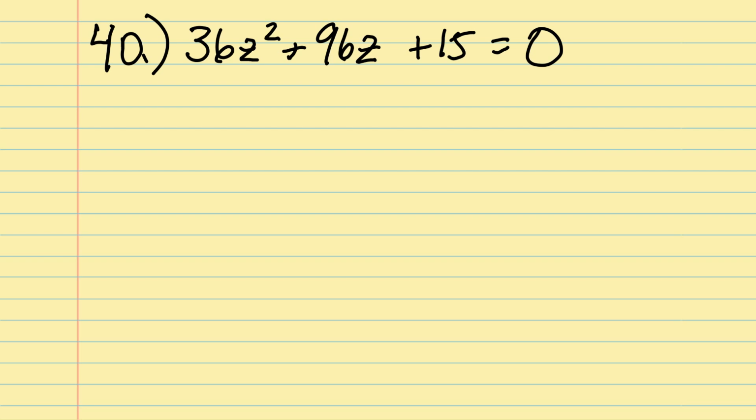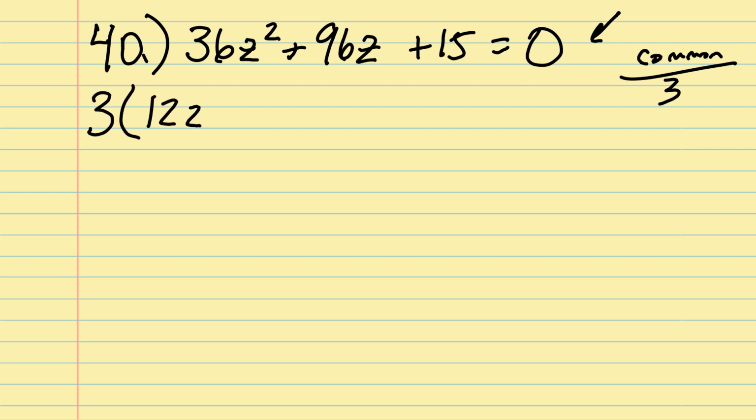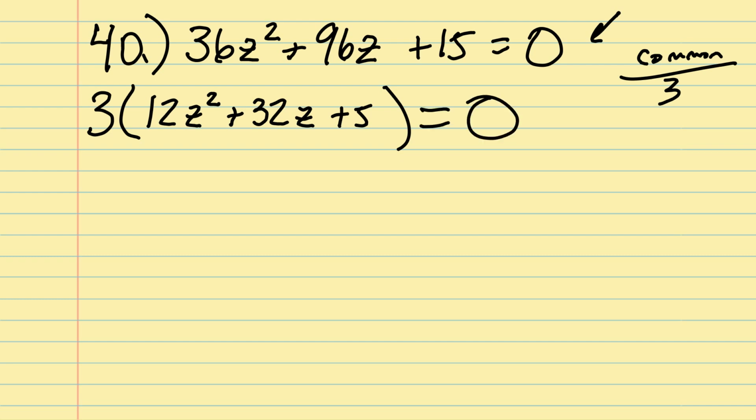Alright, so 40. It's already set equal to 0. So I'm going to look for something in common. They have a common 3. Everything can be divided by 3, so I'm going to put 3 outside the parentheses. I'm going to make this 12z squared plus 32z plus 5. Now I'm going to break down the first term. How do I get 12z squared? Well, I can have 3z and 4z, 2z and 6z, and 1z and 12z. How do I get 5? 1 and 5. So now I'm going to check 3z and 4z first.